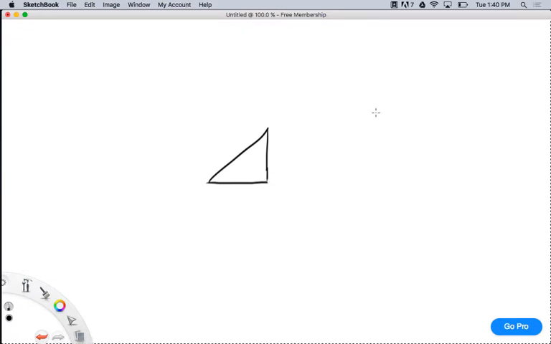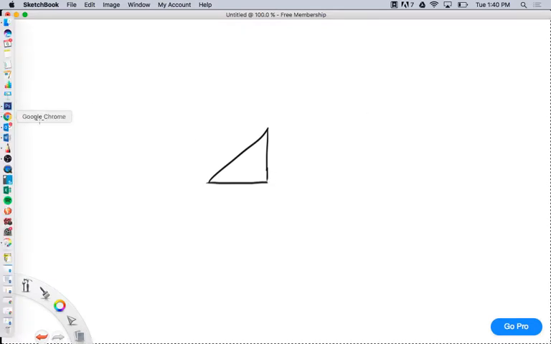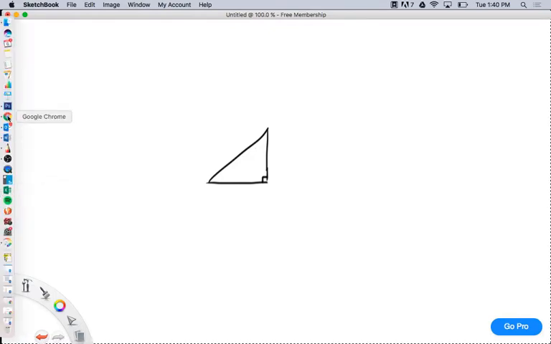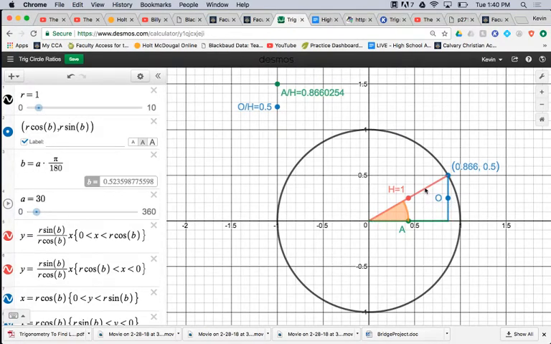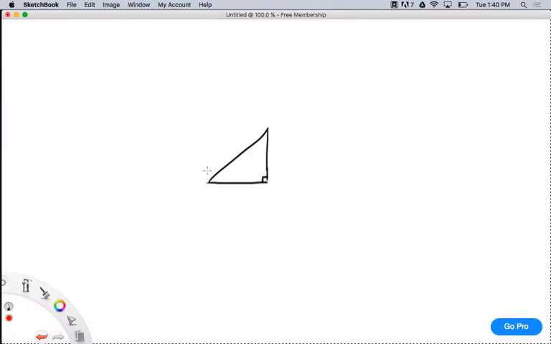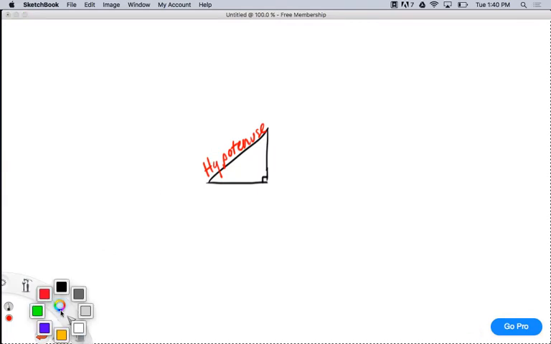Now, what type of triangle is this? It's a right triangle. Good. And since that's a right triangle, what do I know about this side? What's it called? It's called the hypotenuse. Good. On this thing, I have just an H, right? But you guys are going to label it as hypotenuse. So go ahead and draw that on there, hypotenuse. And while you're at it, go ahead and label your angle, this angle that's here.